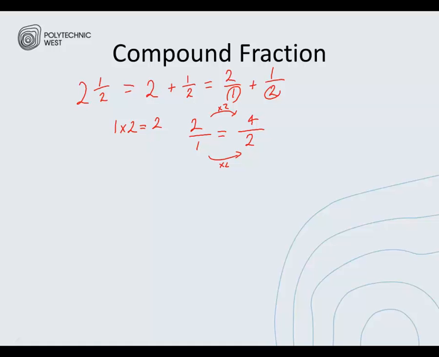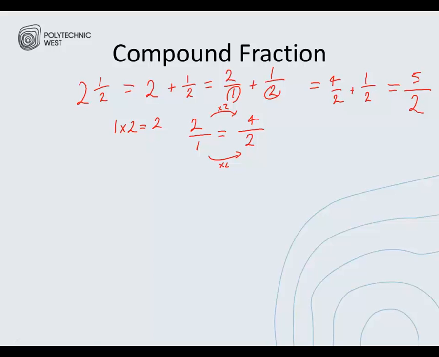So I now have 4 over 2 plus 1 over 2. The bottoms are both the same, and that's just 5 over 2. I'll do one more.